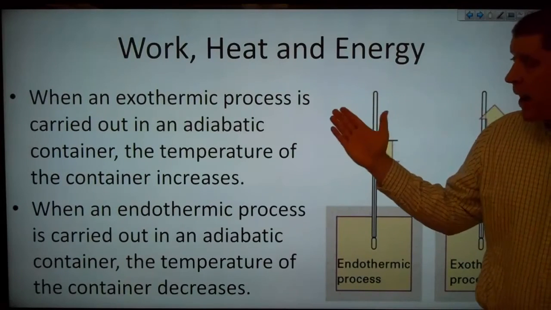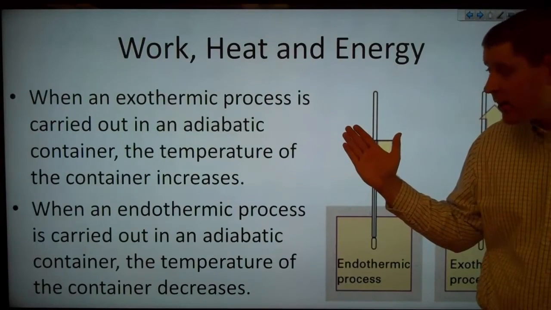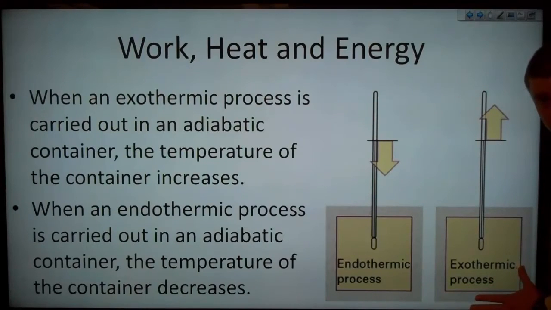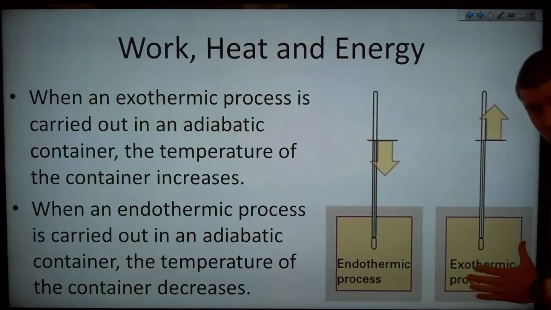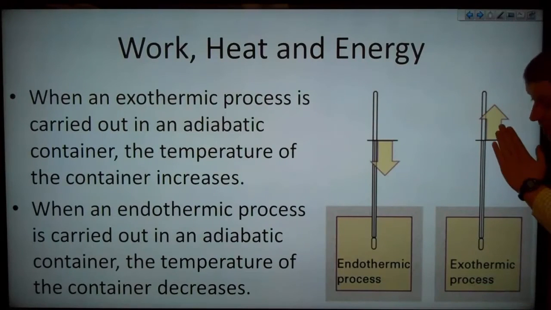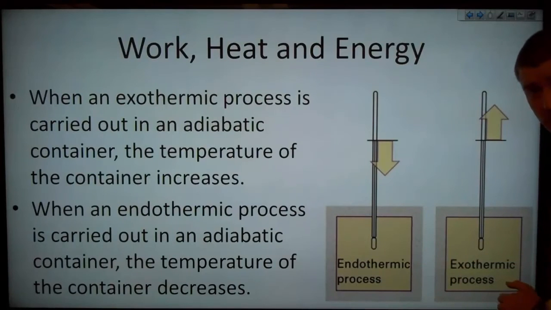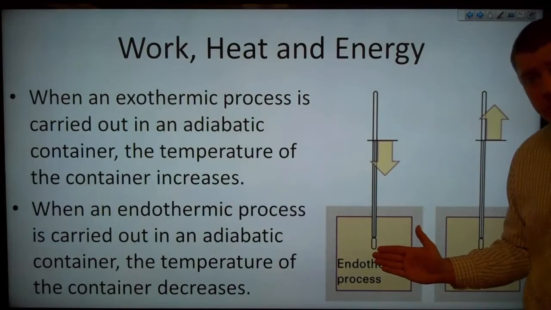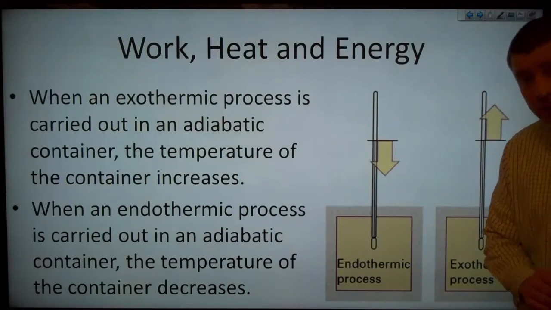Now, on the other hand, when an exothermic process is carried out in an adiabatic container, so now the container is insulated, the temperature of the container increases. So we've got our exothermic process over here on the right again, only now we've got some insulation around it, so we're no longer allowing heat to flow from the system out to the surroundings. And that means when that process occurs, the temperature has to increase. On the other hand, with the endothermic process, when we've insulated it, we're no longer allowing heat to flow into the system from the surroundings, and that means that the temperature of our system is going to decrease.